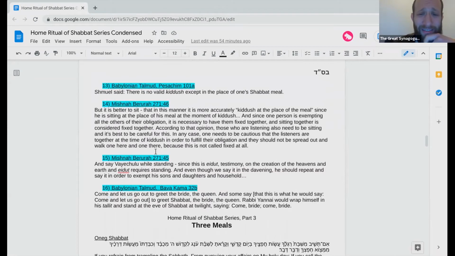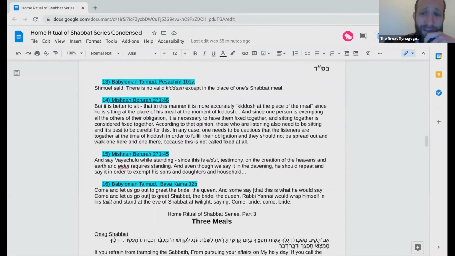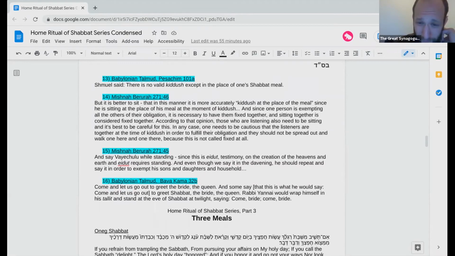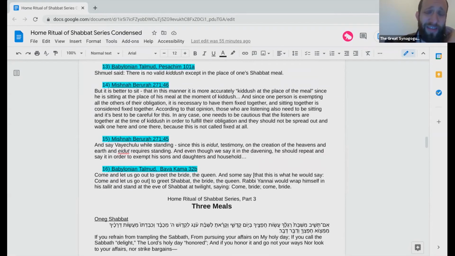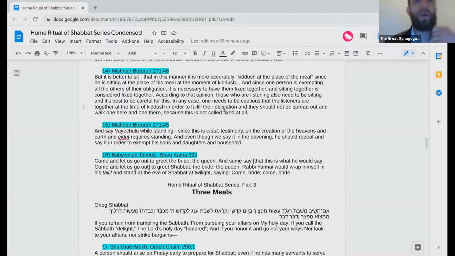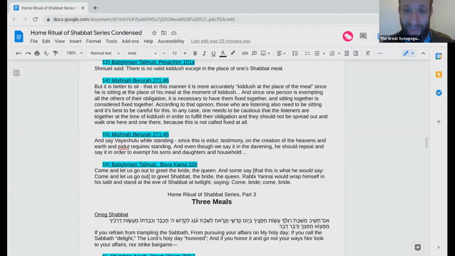According to that opinion, those who are listening also need to be sitting, and it's best to be careful for this. In any case, one needs to be cautious that the listeners are together at the time of Kiddush in order to fulfill the obligation, and they should not be spread out and walk one here and one there, because this is not called fixed at all. Okay, what is Mishnah Berurah saying? He's saying that we have to have Kiddush, the Talmud said, b'makom seuda, the place of the meal.